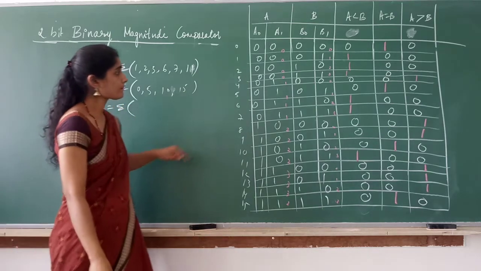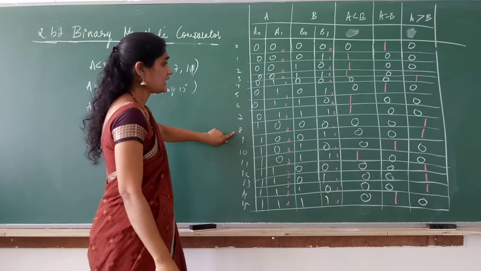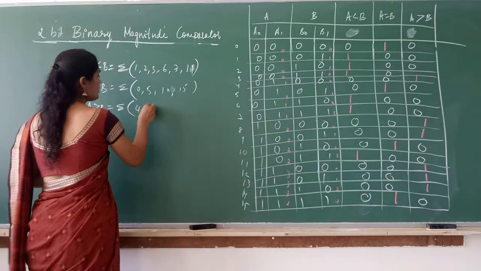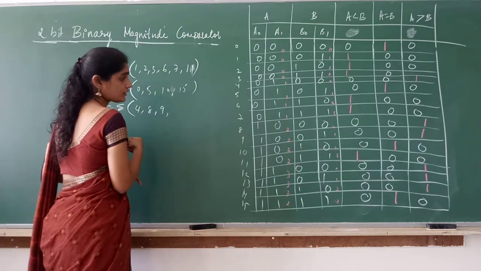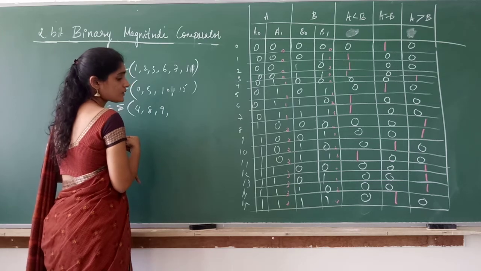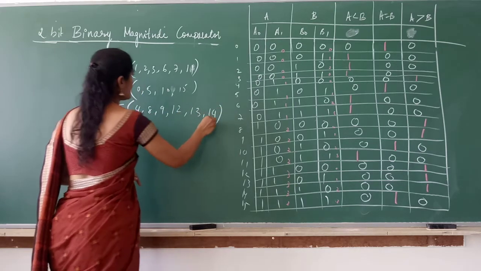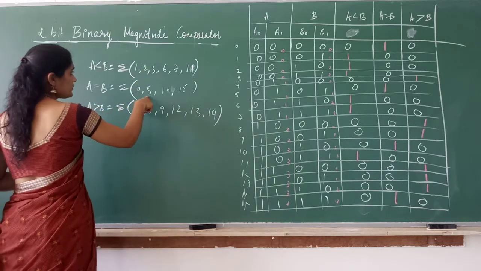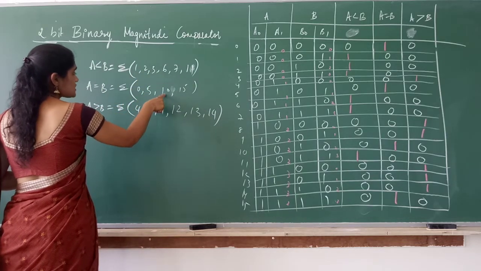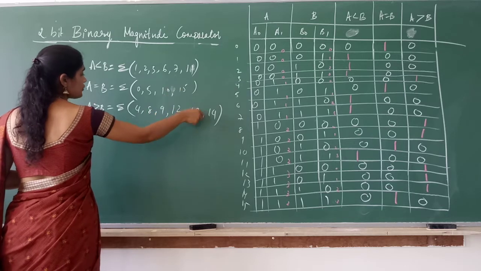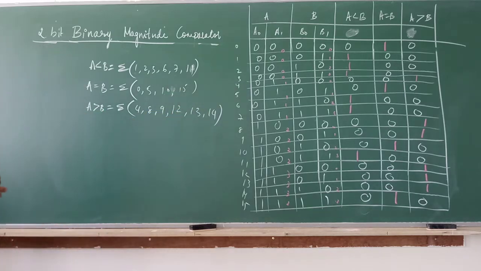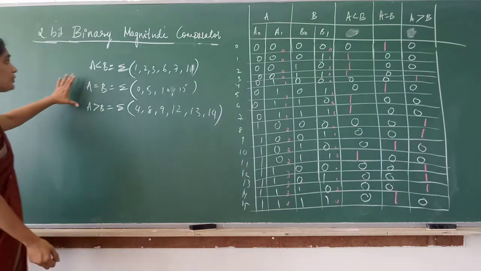Next, A greater than B, summation: 4, 8, 9, then 12, 13, 14. So these are the min terms for the output variables.